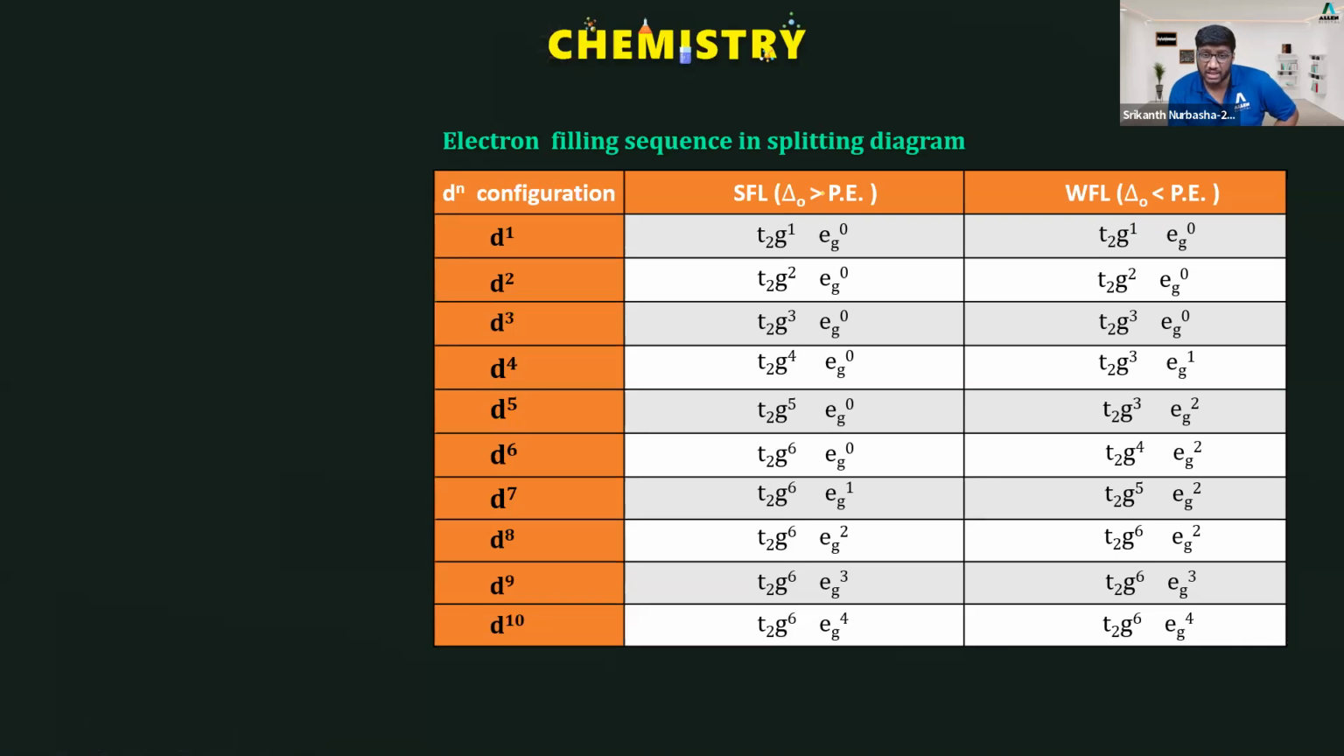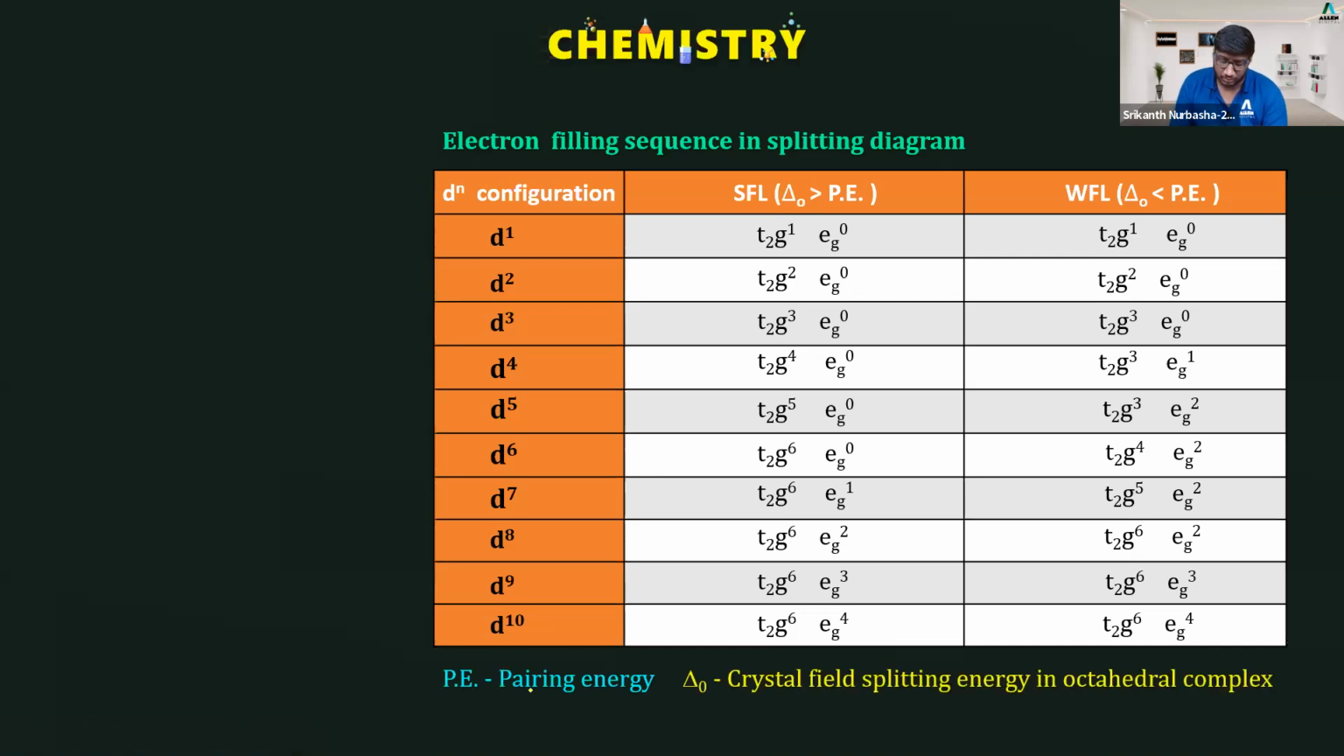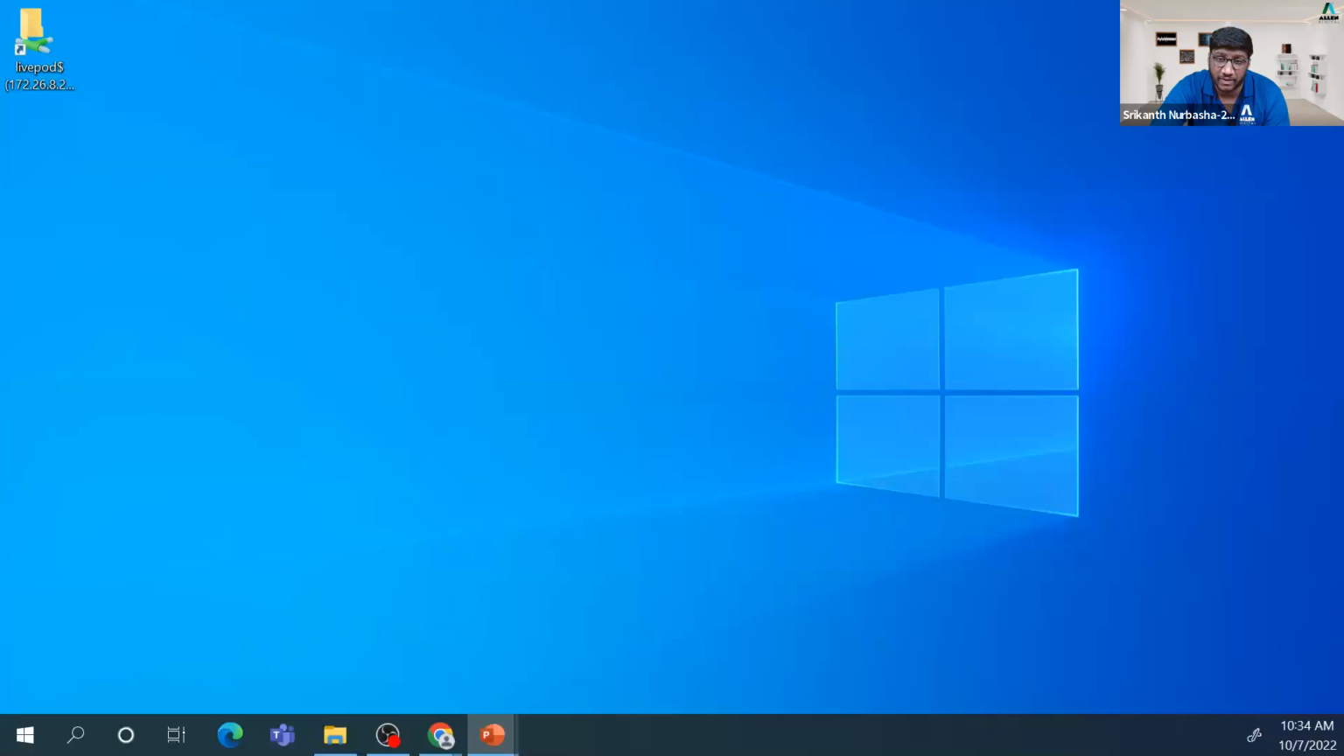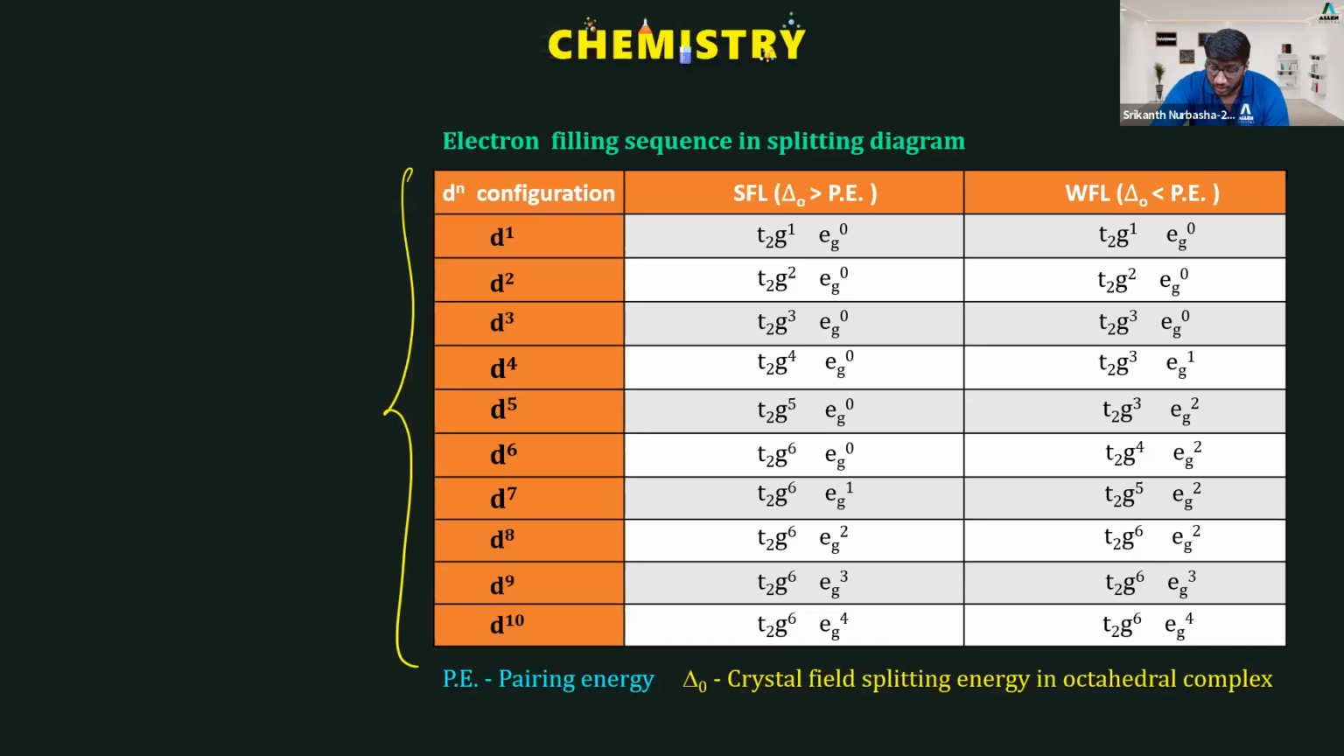PE stands for pairing energy, and delta naught stands for crystal field splitting energy in the octahedral complex. The same configurations we have written in the previous slide, d1 to d10.